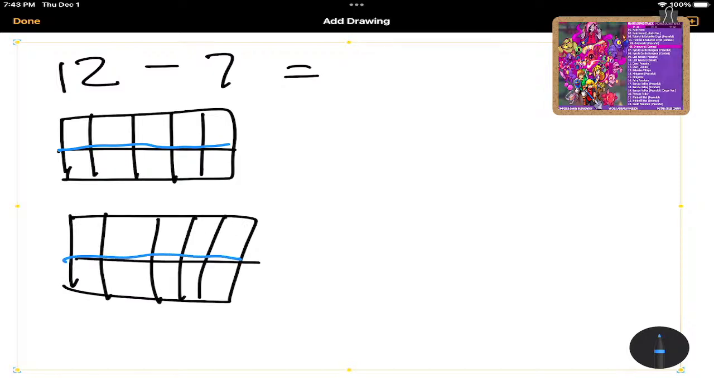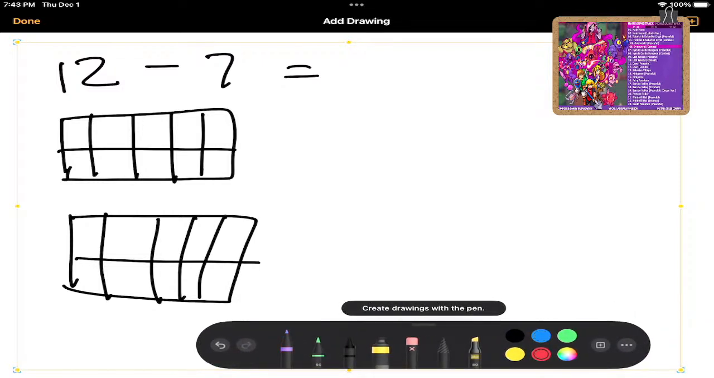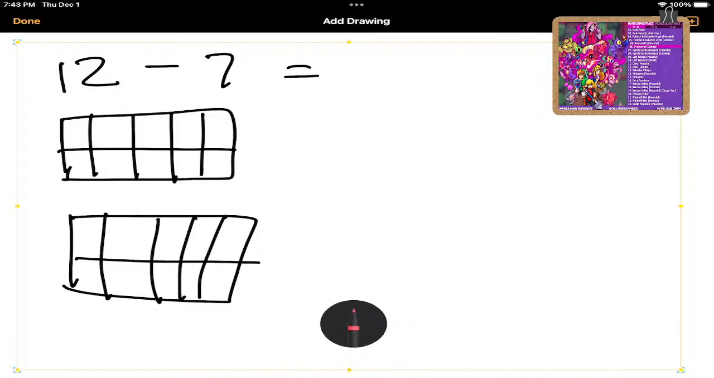Stop. Okay. So pick a color. Okay. So how many are we gonna draw? Okay, so 12 dots. 1, 2.